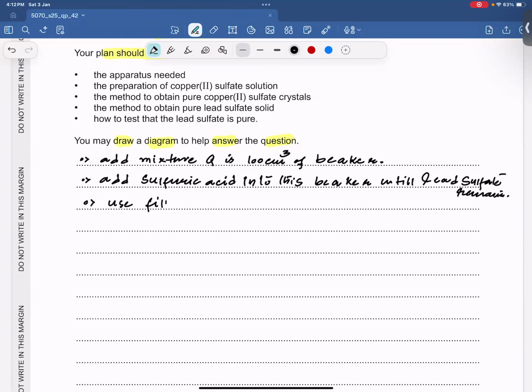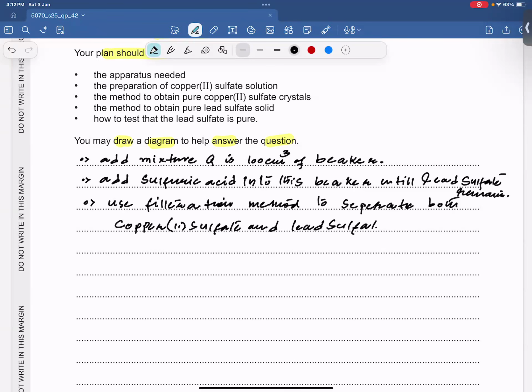Use filter funnel and filter paper. So use the filtration method to separate both copper 2 sulfate and lead 2 sulfate by using filter funnel and filter paper.